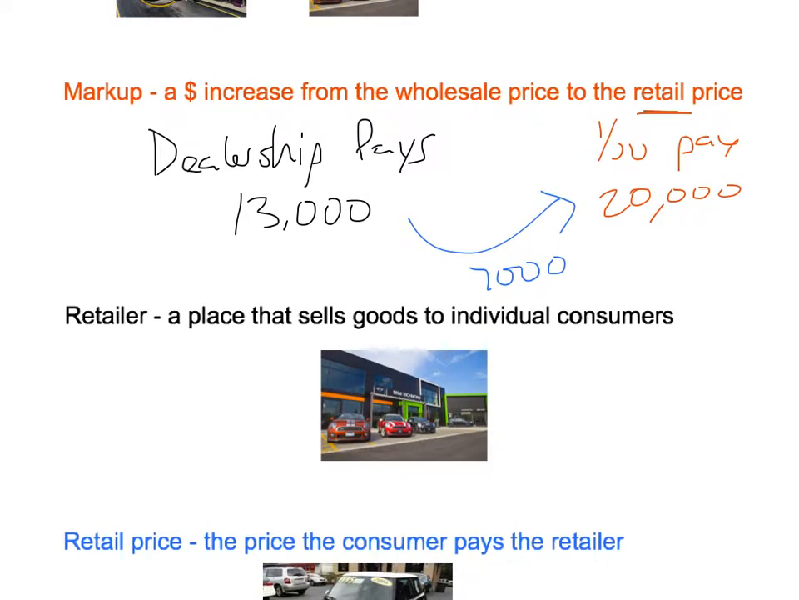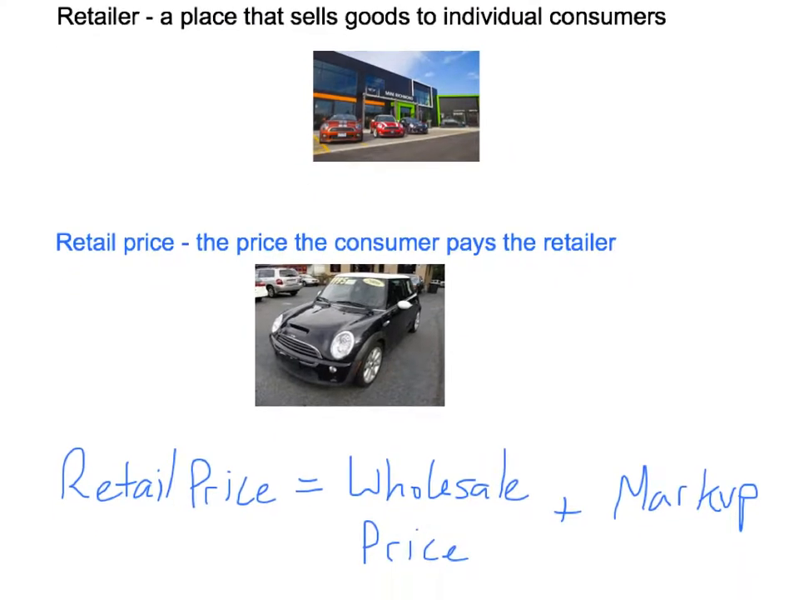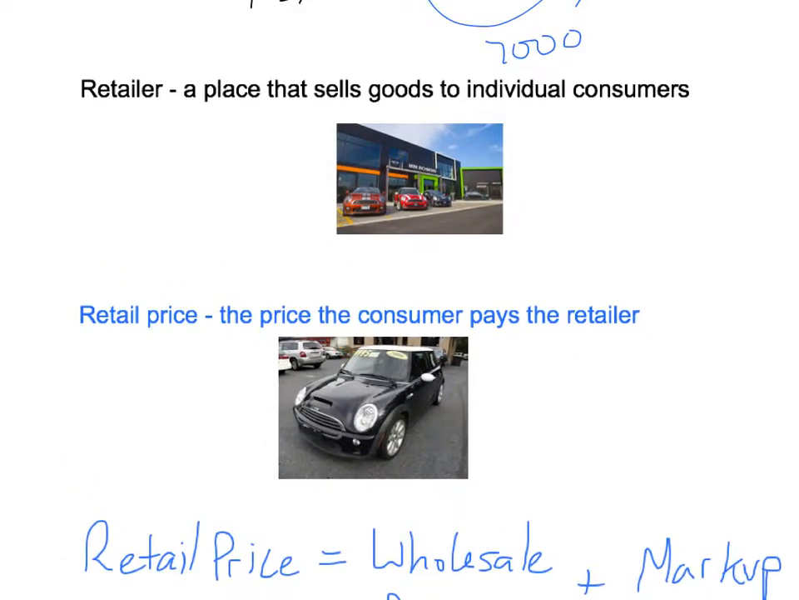Now, a retailer is a place that sells goods to individual consumers. So a retailer would be a car dealership. They're the ones selling it to the end user, the person who's going to actually drive the car. And the retail price, again, is the price that a consumer is going to pay. So if you go out and buy a Mini Cooper, you're going to pay the sticker price that's on the windshield, okay? Again, known as the retail price.